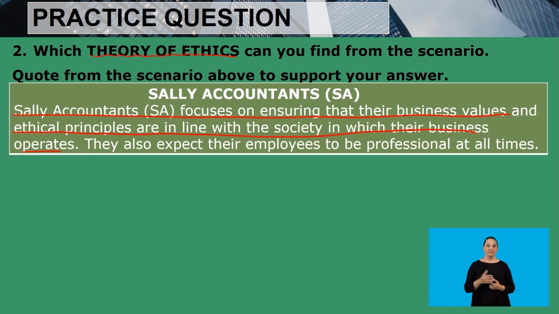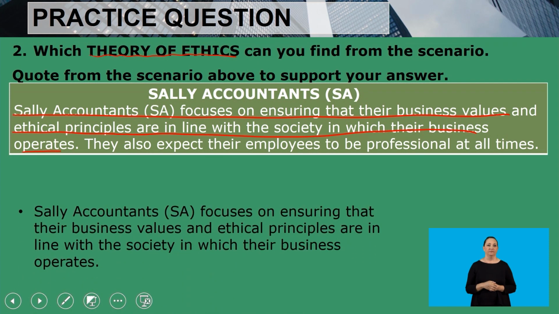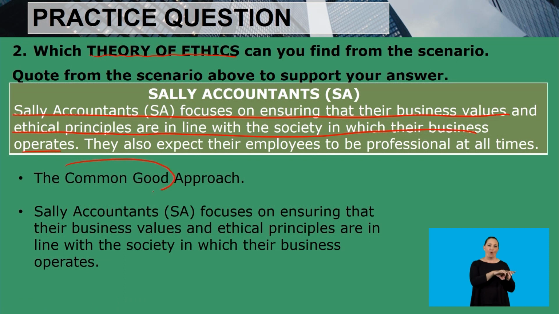Now that I have given you a clue of the statement, try and find out which theory it applies to. You have guessed it right, it's the common good approach. Now remember that the common good approach looks at what is good according to society at large and what is bad according to society. We are not only looking at an individual, but the society at large.